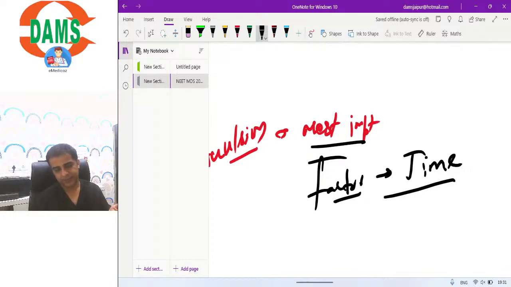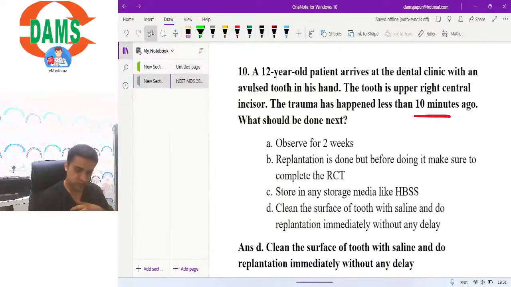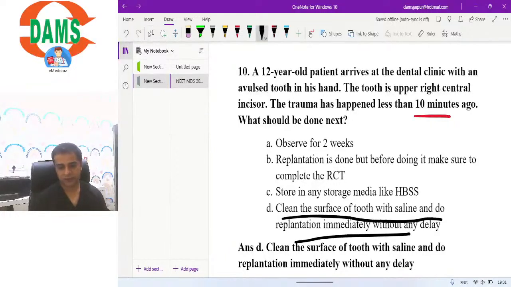If the root is incomplete, then the splinting period is 1 to 2 weeks, and if the root is complete, it is generally 2 weeks of splinting period, right? And after 2, 3, 4 weeks, the root needs a root canal. So the immediate treatment will be to clean the surface of the tooth with saline and do reimplantation without any delay, right? If it is delayed more than 1 hour, go for cleaning of the tooth with an organic acid like citric acid to remove the dead PDL cells, and treat the tooth with a fluoride agent to reduce the osseous resorption, right?